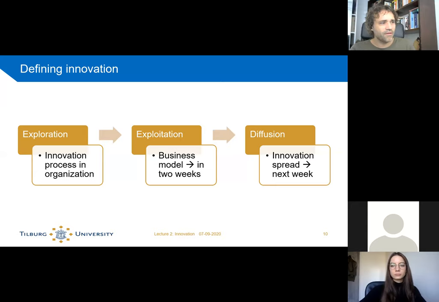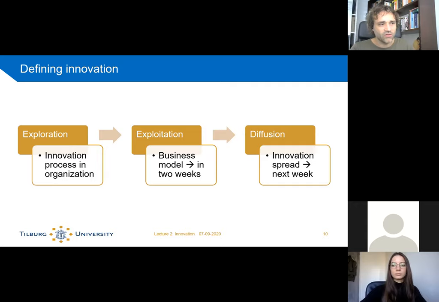Of course, first of all, there's always an exploration phase with innovation, which is basically the innovation process within the organization. The exploration phase is thinking about, as an organization, getting ideas or some disruption in the market that causes an organization to think, okay, we want to do something new. That's called exploration. So within the organization, you think, okay, what new stuff can we do? Thinking about solutions to issues, working on prototypes, etc.